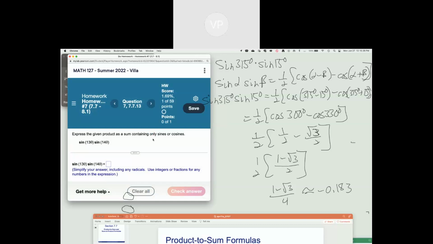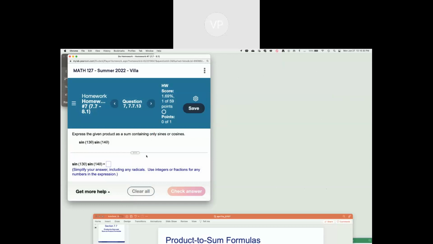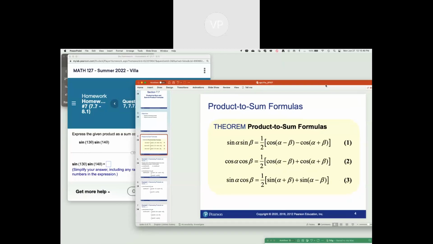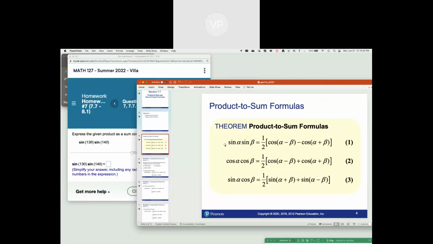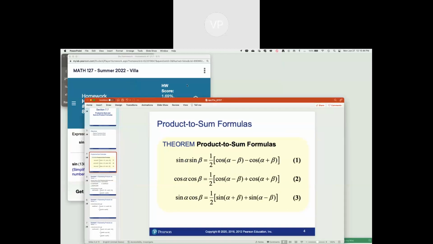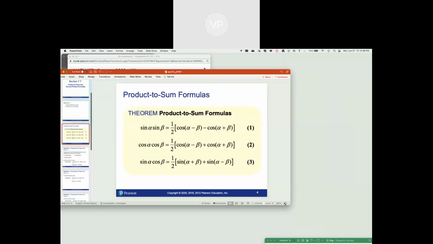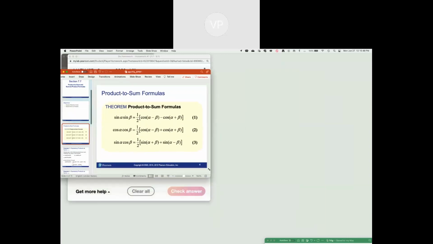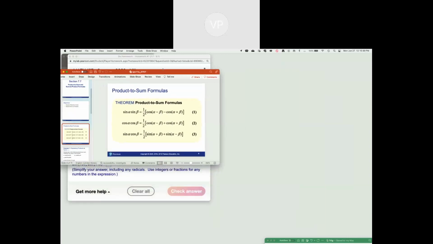Okay, so on this one, they want you to express the given product as a sum of sines or cosines. So it's a sum, this is a product, we need to convert it to a sum. So looking at my formulas right here, it's the same thing. It's just like this first one right here, the one we just used. So let me keep this kind of close.